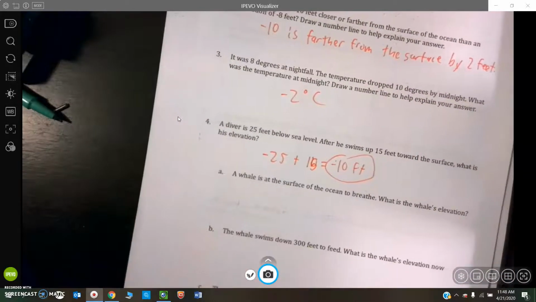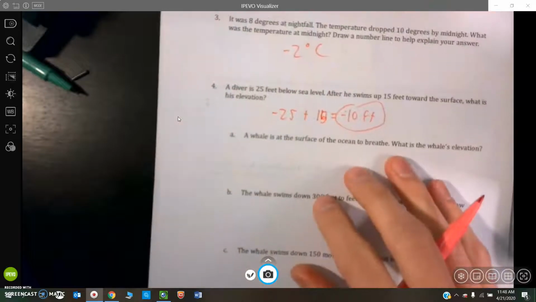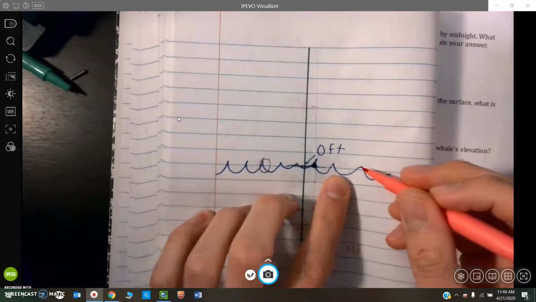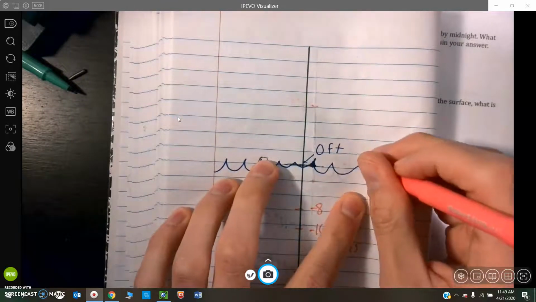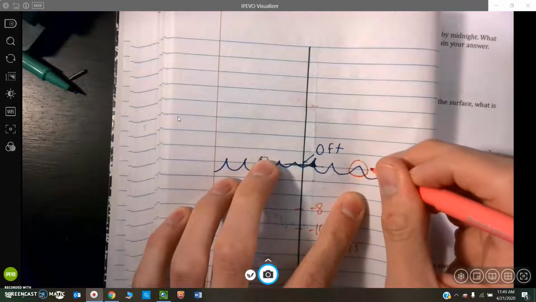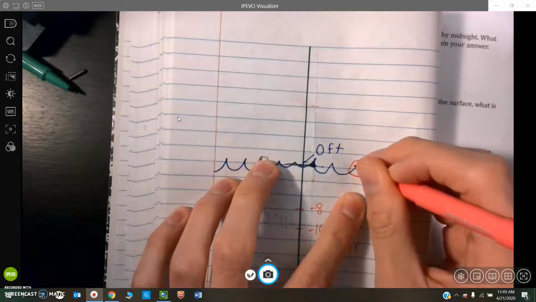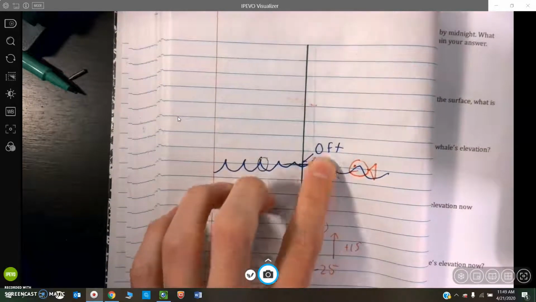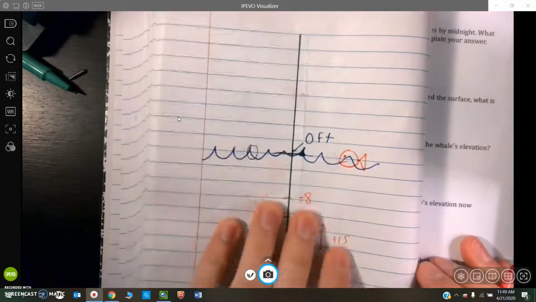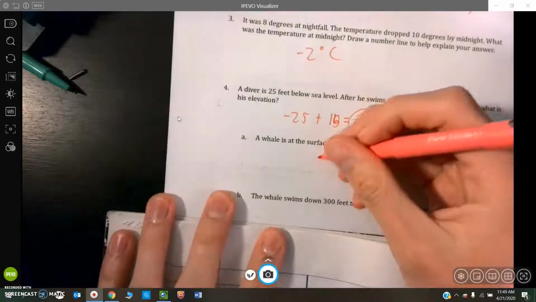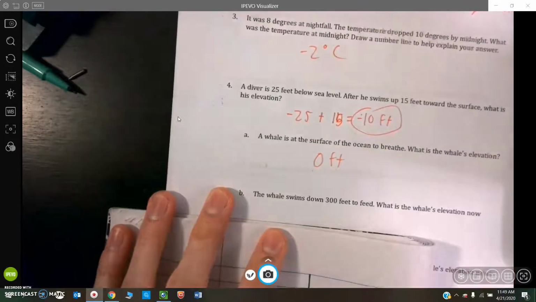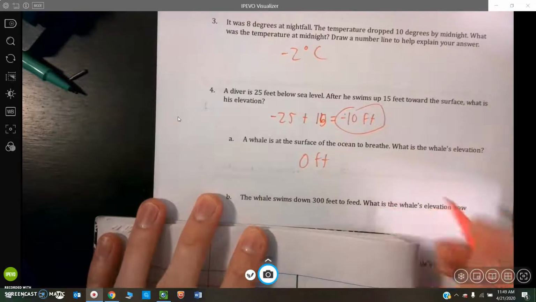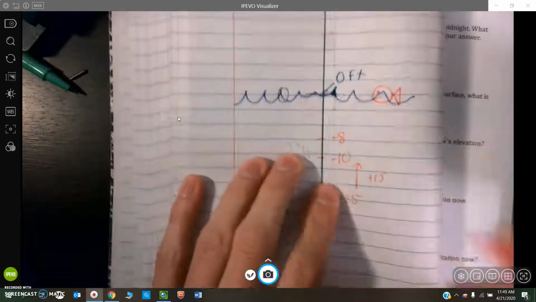So a whale is at the surface of the ocean to breathe. What is the whale's elevation? So if the whale was at the surface, I'll just draw it like a little fish. Then the whale, if he's at the surface, then his elevation is 0 feet. He's at sea level. And then he swims down 300 feet.